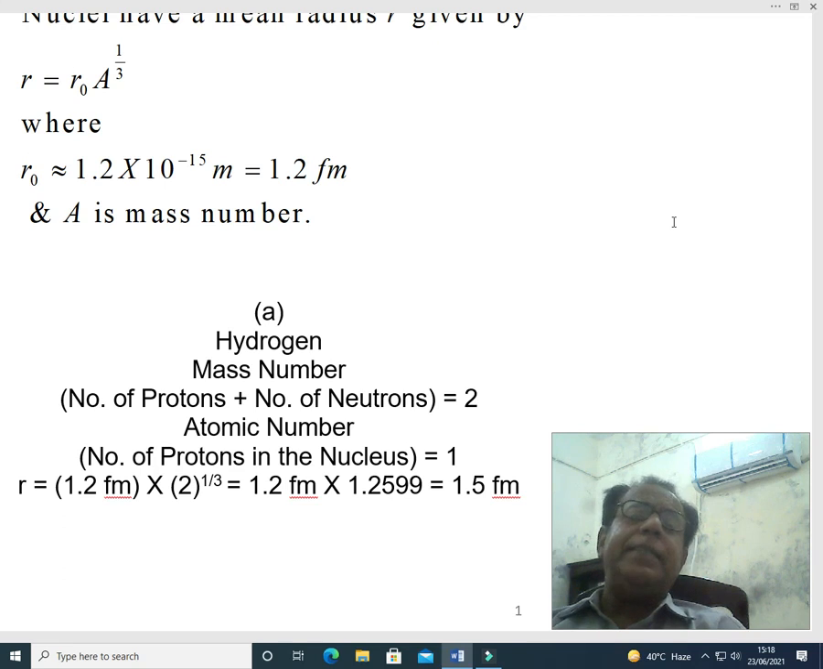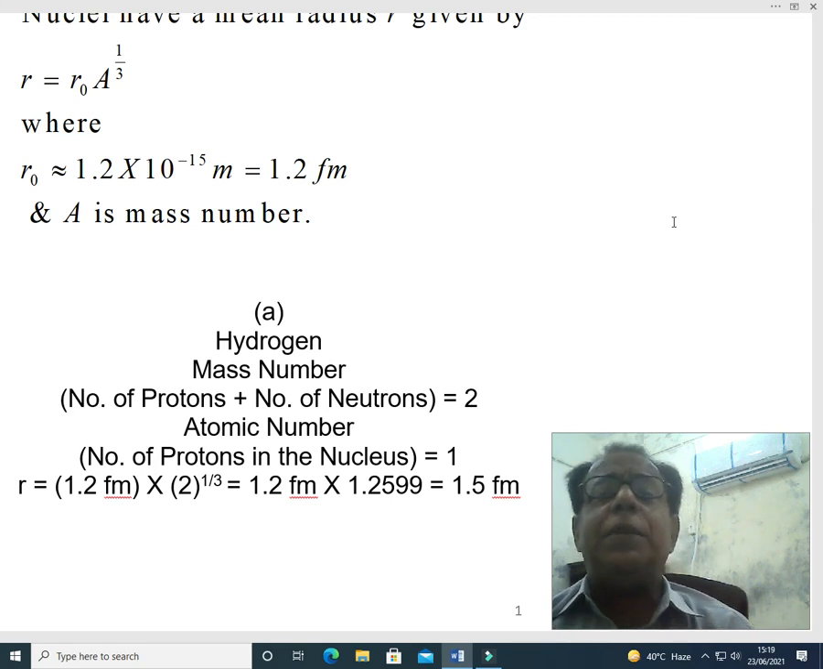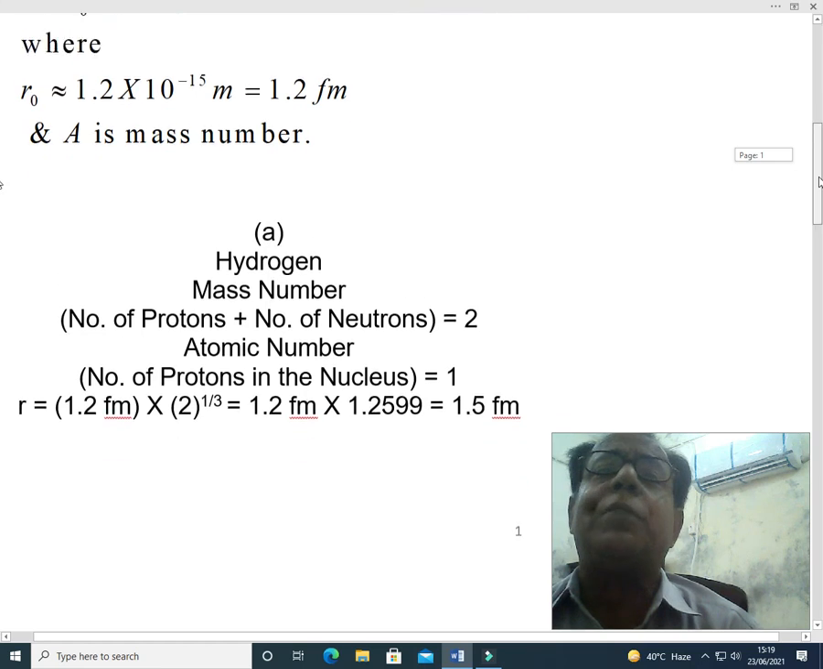This alternatively becomes equal to 1.2 femtometer into 1.2599. What is this 1.2599? This is the value of cube root of 2, that is 2 raised to the power 1 by 3. So in the next step, when we multiply 1.2 with 1.2599, we will get 1.5, and this again will be femtometer, because 1.2 is femtometer. So r has become equal to 1.5 femtometer. This is the solution of our part A.